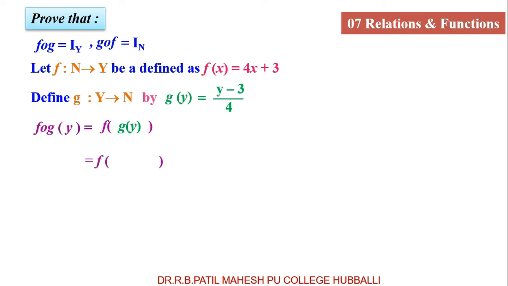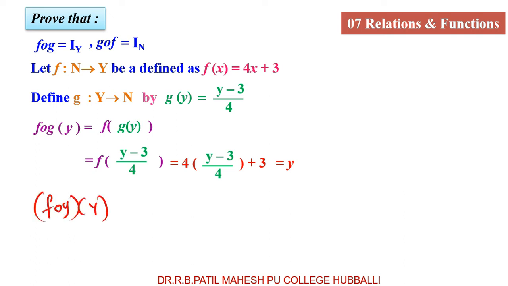Substitute g of y, that is (y minus 3) by 4, and now f of x is 4x plus 3, but in place of x what do we have? y minus 3 by 4. So in place of x I will write (y minus 3) by 4. Simplify: 4 and 4 get cancelled, and minus 3 plus 3 get cancelled, and I am going to get y. So you can observe f composition g of y is equal to y.